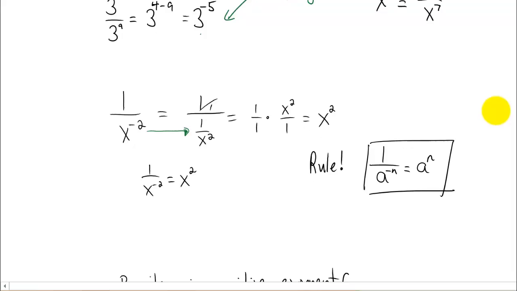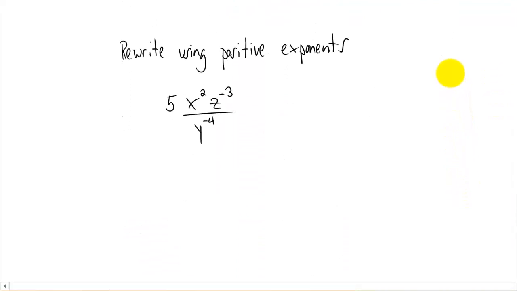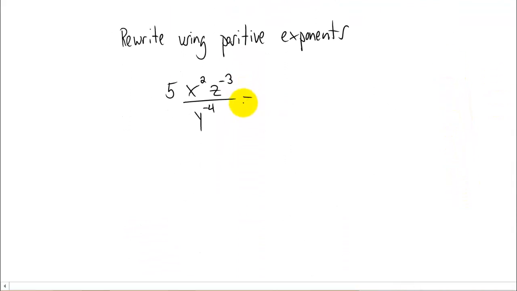Let's use that to do an example. Let's rewrite this expression using only positive exponents. What that means is anywhere you see a negative exponent, you're going to use those previous two rules we learned to get rid of that negative exponent. Let's start. So this 5 is in the numerator. This x squared is in the numerator with a positive exponent, so we're going to leave that. However, this z to the negative 3, that's a negative exponent. What we learned is that we can take that little piece, move it to the denominator, and make the exponent positive. So now we have a z cubed in our denominator.